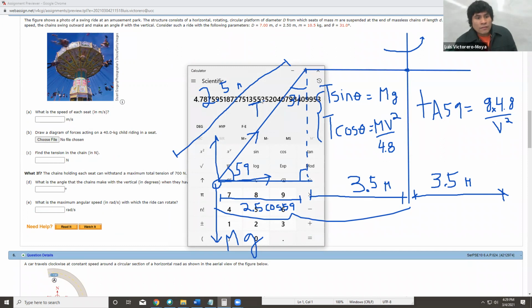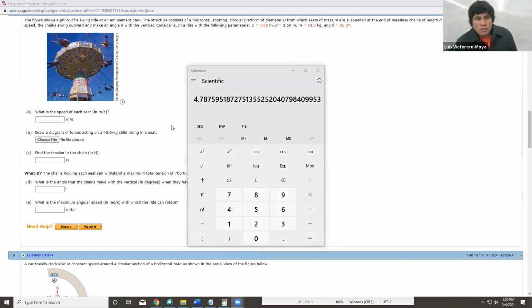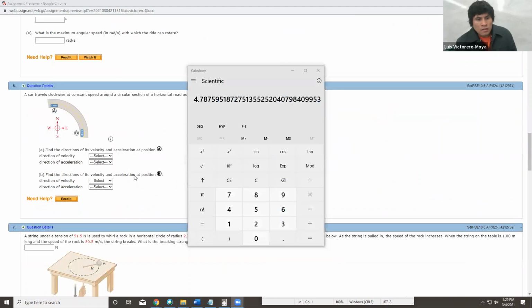Oh, guys, remember that you have a 40 kilogram child. The mass of the shell is also given here by little m. So you have to add them together to have the total mass, okay? Don't forget about that. So that's not bad.